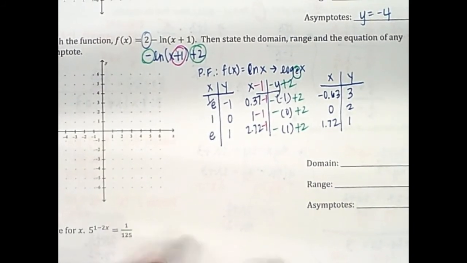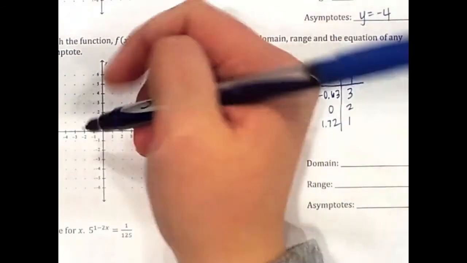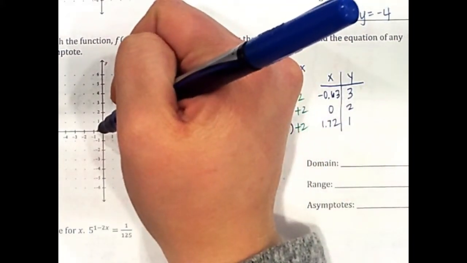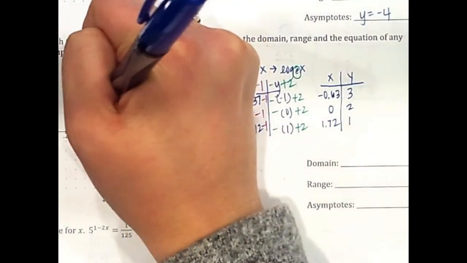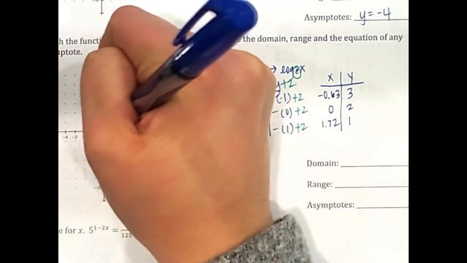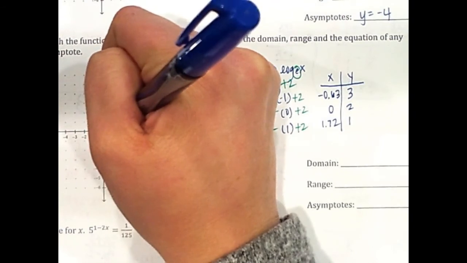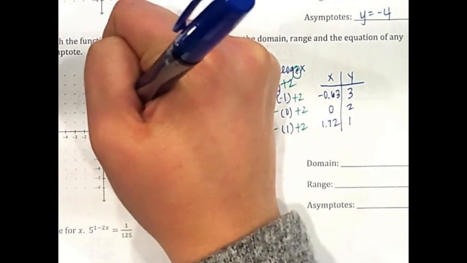Okay, so now that I have my final table, I can start graphing my points. I have -0.63 at 3, 0 at 2, and 1.72 should be over here at about 1.